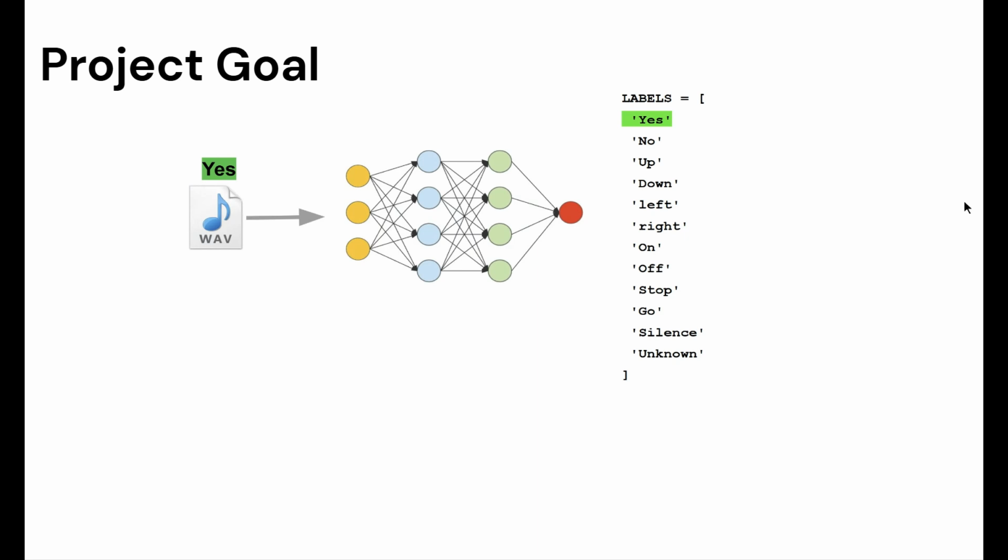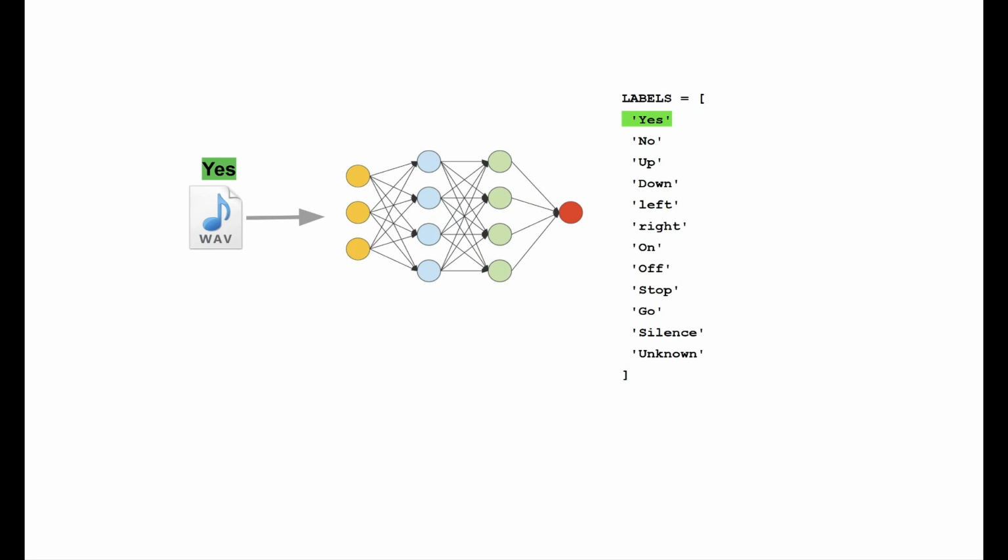What we want to do is design a machine learning model that can understand certain words. In this project, we will be focusing on 12 specific words, including yes, no, go, up, and several others. Now, why is this important?